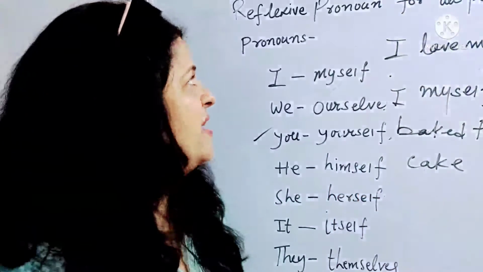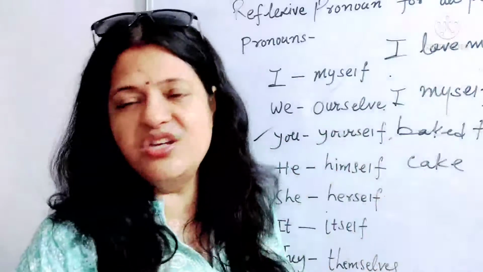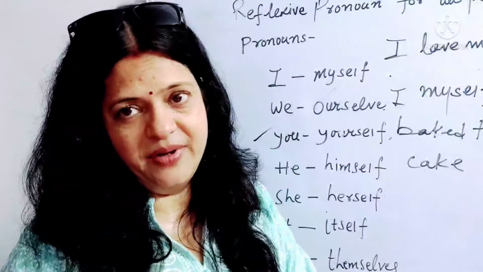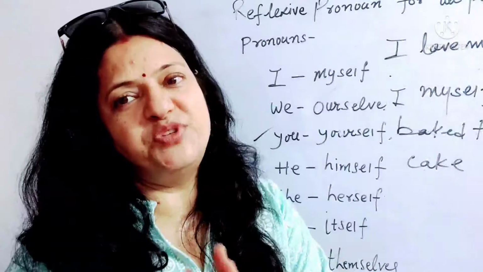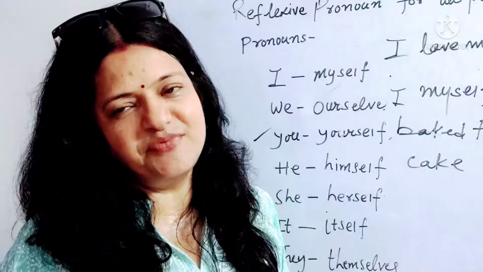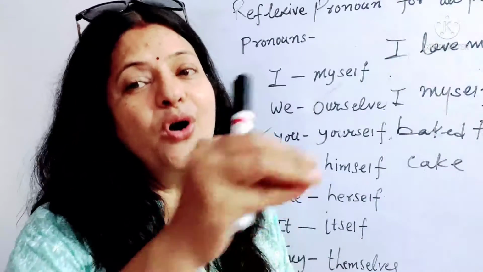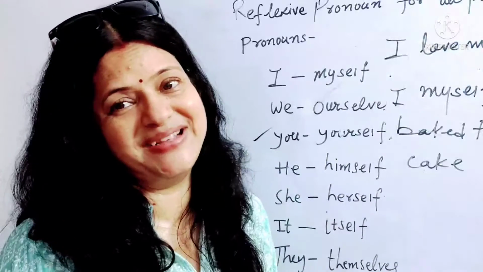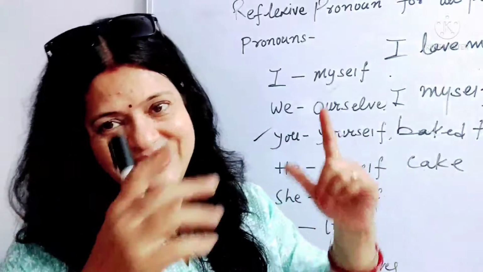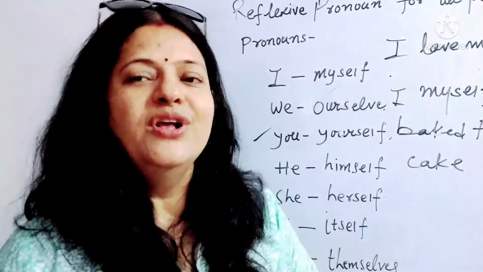And in a reflexive pronoun, we usually write myself, yourself, themselves after the verb, and it works as an object. An emphatic pronoun comes just after the subject, giving importance or emphasis to the noun or the pronoun, the subject. So these are the basic differences between a reflexive pronoun and an emphatic pronoun.